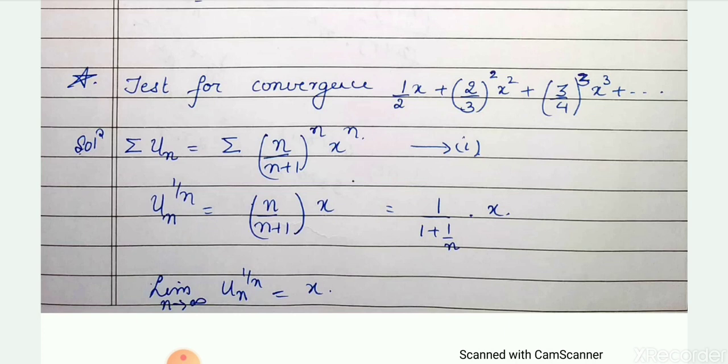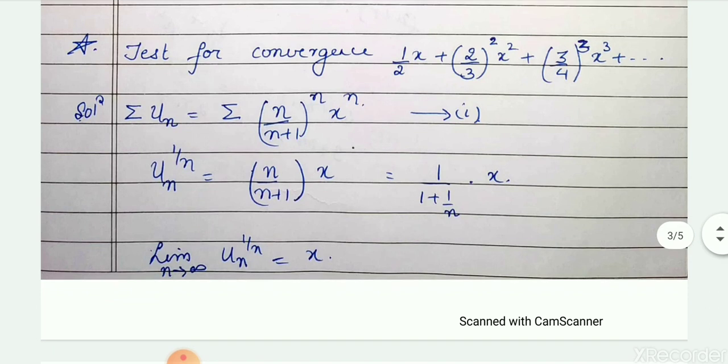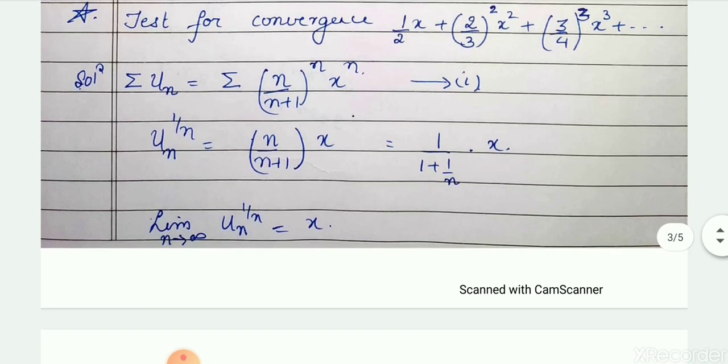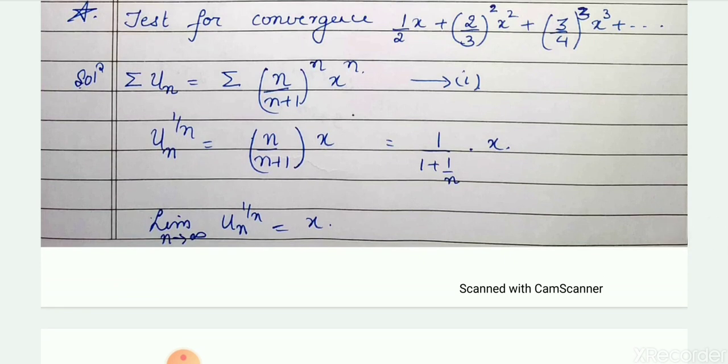About the ratios, first term is 1 by 2, second term is 2 by 3, third term is 3 by 4. So the nth term is going to be n divided by n plus 1 raised to n. We have 1, 2, 3 for the powers of those brackets. So we go for the nth root of un. We have n divided by n plus 1 into x.